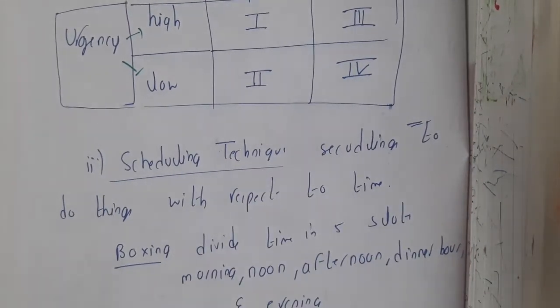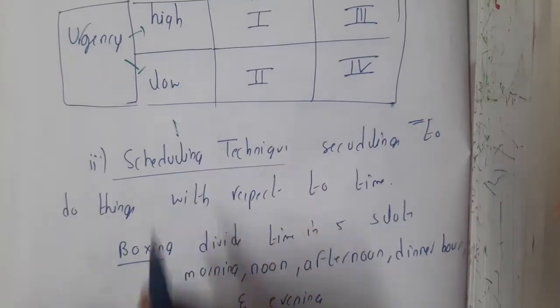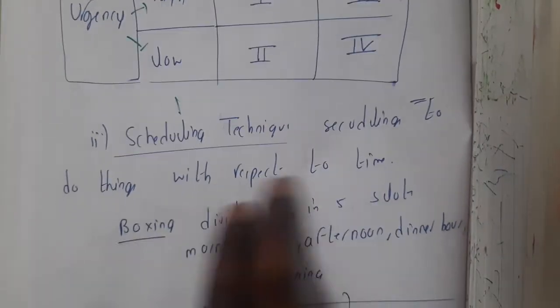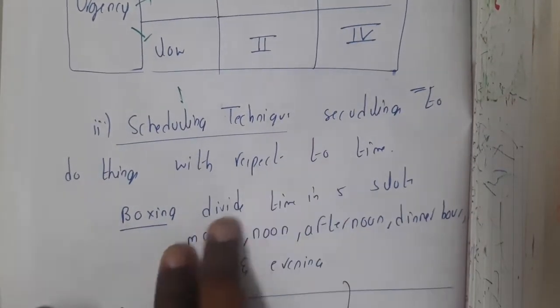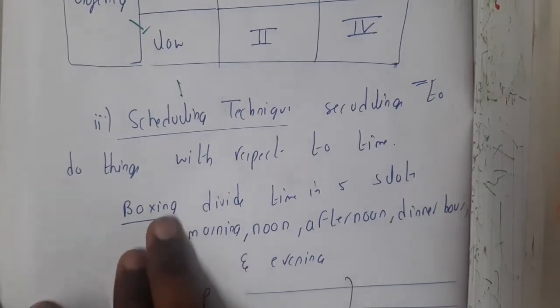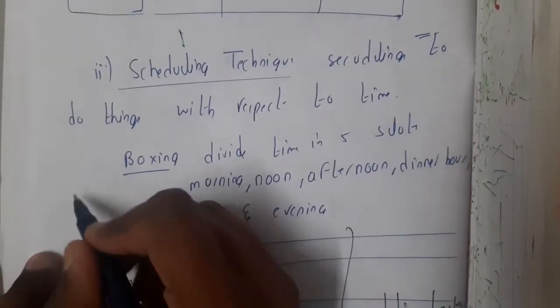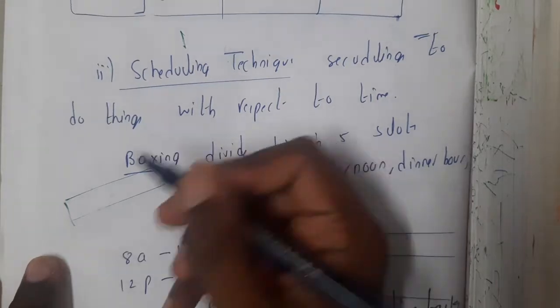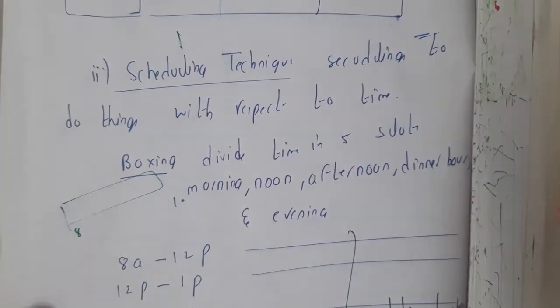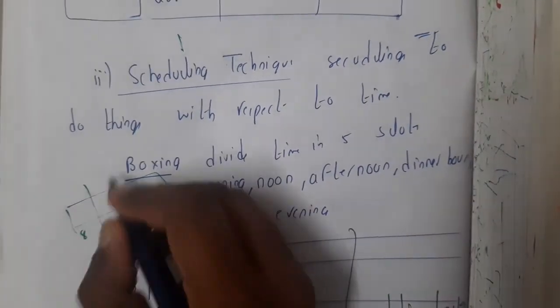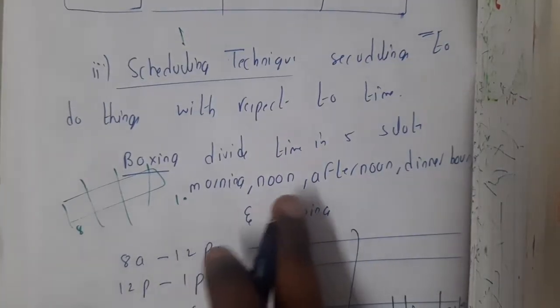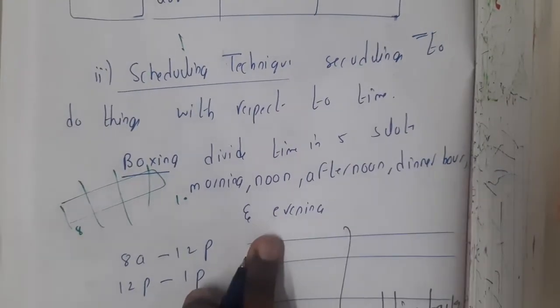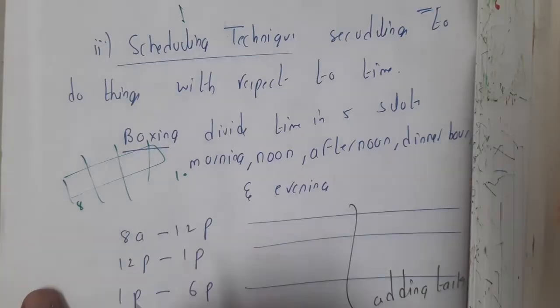Similarly, scheduling techniques. From the name only you can say, here you are doing things with respect to time. Scheduling is to do things with respect to time. The first method is boxing. Boxing is nothing but dividing the whole time. Assume that you work from 8 a.m. to 10 p.m. You will divide it into 5 different segments, like morning, noon, afternoon, dinner hours, and evening, right? So 5 segments, and you'll be working with respect to them.